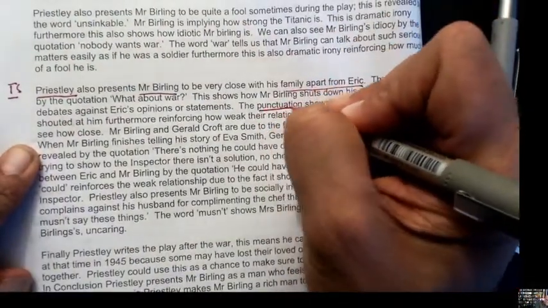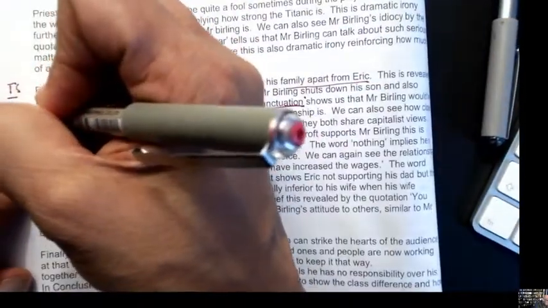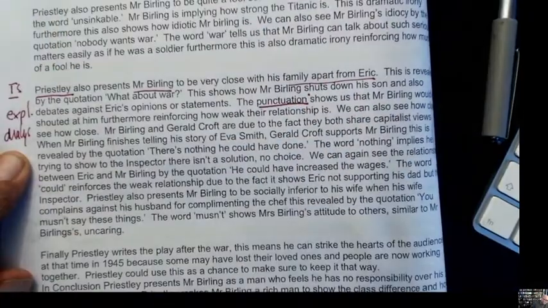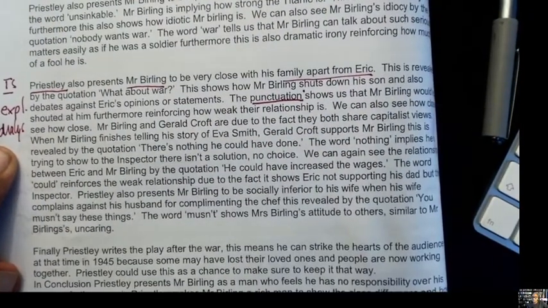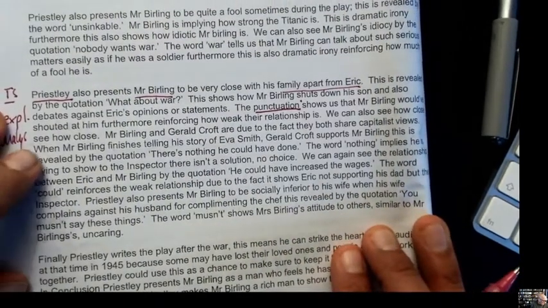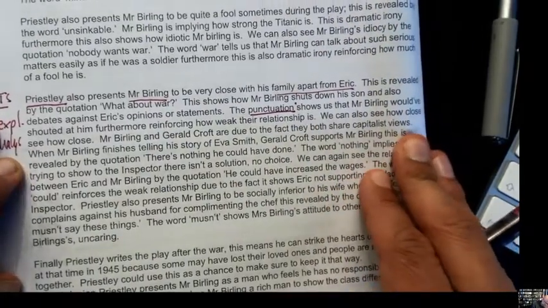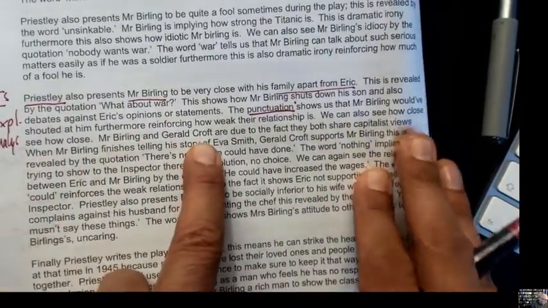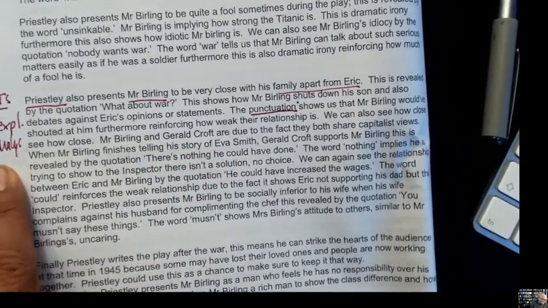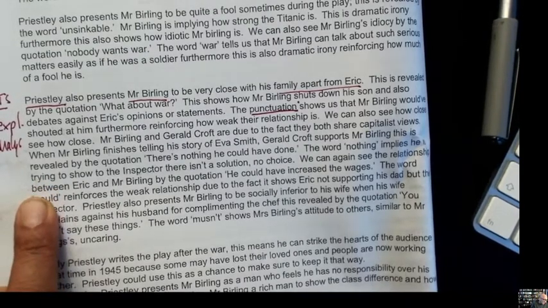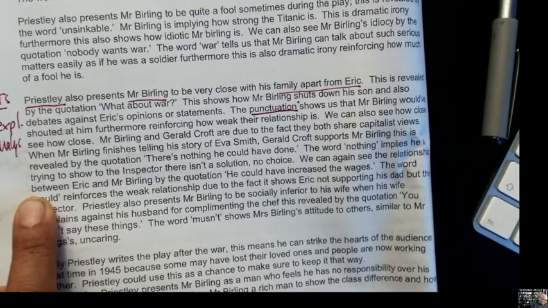I'm not a fan of punctuation analysis, but what they're doing is they're trying to analyze how the language reveals something. We can also see how close Mr. Birling and Gerald Croft are, due to the fact that they both share capitalist views. When Mr. Birling finishes telling the story of Eva Smith, Gerald Croft supports Mr. Birling. This is revealed by the quotation, "There's nothing he could have done." The word "nothing" implies he's trying to show the inspector there isn't a solution, no choice.